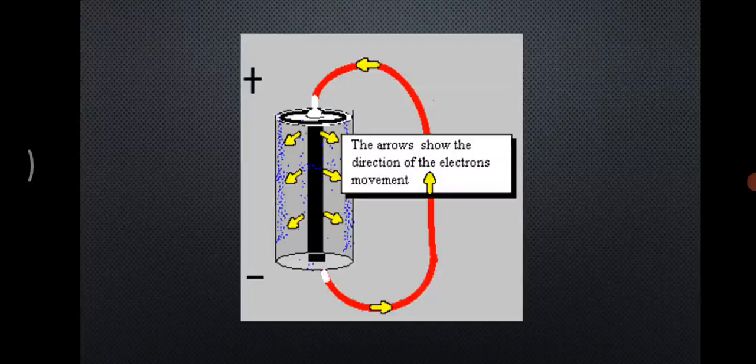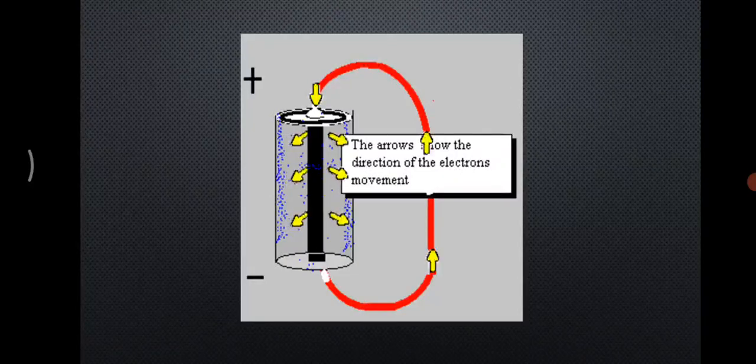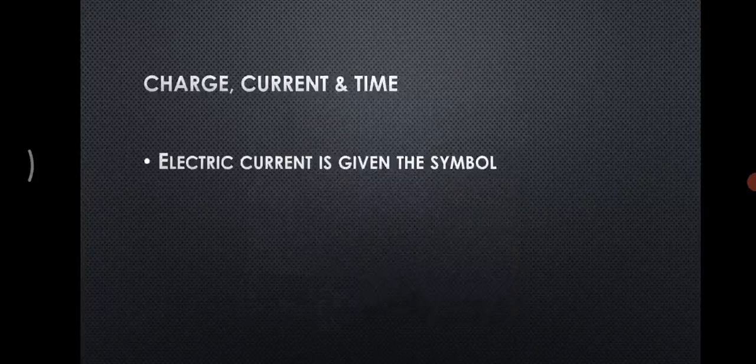This is called electric current. As you can see, the electrons are moving from negative to positive, but the current flows in the opposite direction. Electrons flow from negative to positive, but the current direction is opposite, from positive to negative. So electrical charge, current and time, we are going to study now.